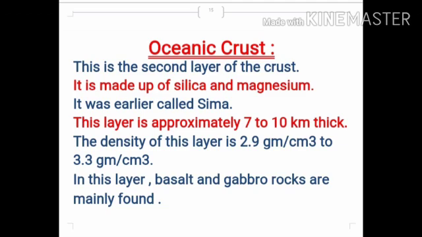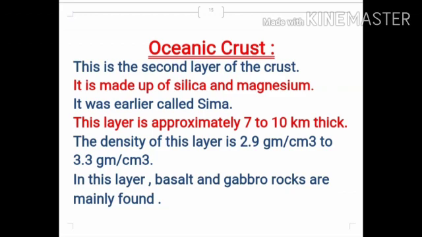Next one is oceanic crust. As the name says, ocean. The crust which is below the oceanic layer of our earth. This is the second layer of the crust. It is made up of silica and magnesium. See, oceanic crust is made up of silica and magnesium. It was earlier called Sima. This layer is approximately 7 to 10 kilometers thick. The density of this layer is 2.9 gram per centimeter cube to 3.3 gram per centimeter cube. In this layer, basalt and gabbro rocks are mainly found.